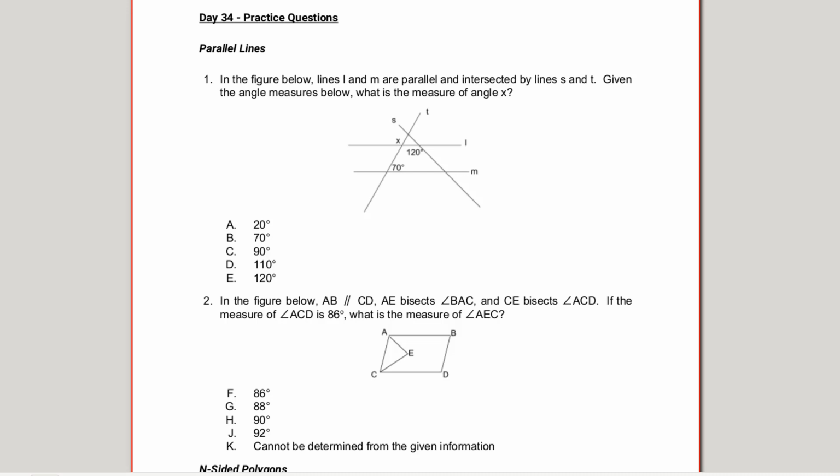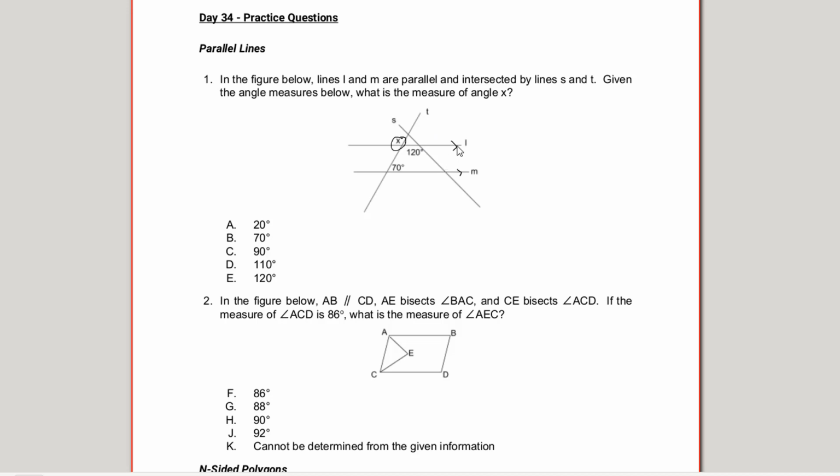It says, in the figure below, lines L and M are parallel and intersected by lines S and T. Given the angle measures below, what is the measure of angle X? So we are looking for this angle right here, and we know that L and M are parallel. We're going to use these symbols to help us to remember that, and we know that S and T intersect each one of these.